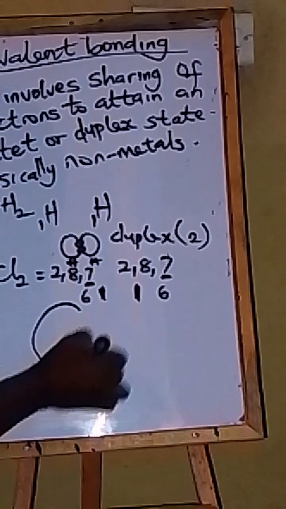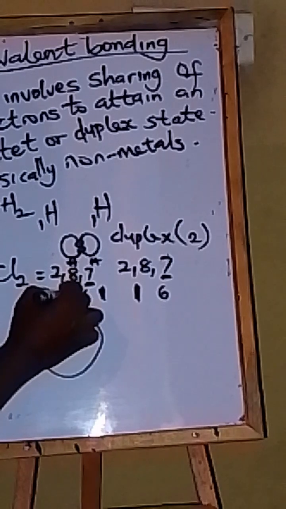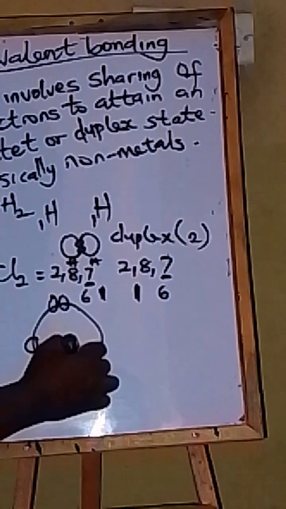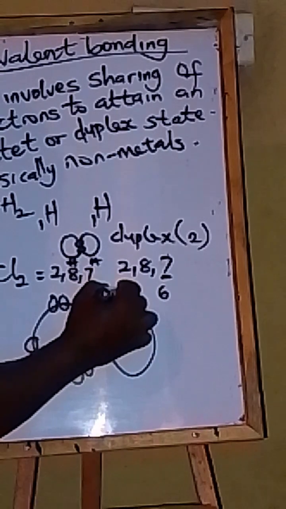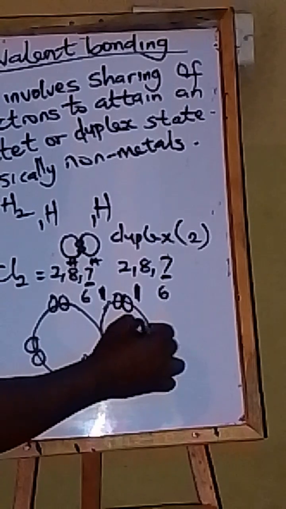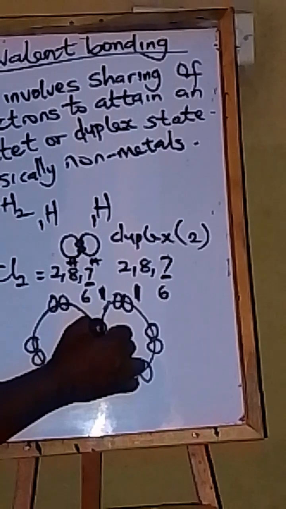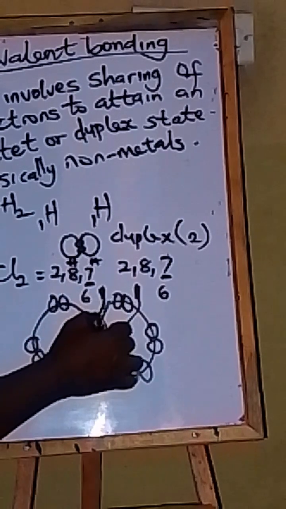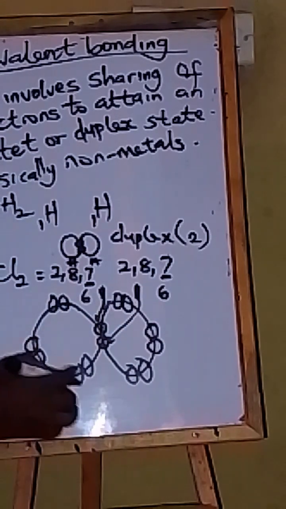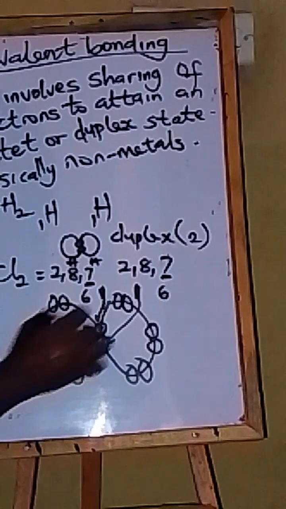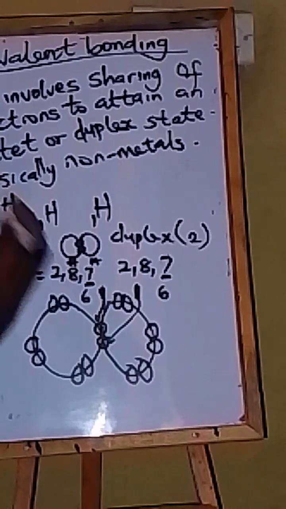So when you are drawing, this is the third shell that I'm drawing. You will put 1, 2, 1, 2, 1, 2. Then it joins with this 1, 2, 1, 2. This is the 1 here and the 1 here. That's what they are sharing. So that is when you will end up having something like this. This is covalent bonding.